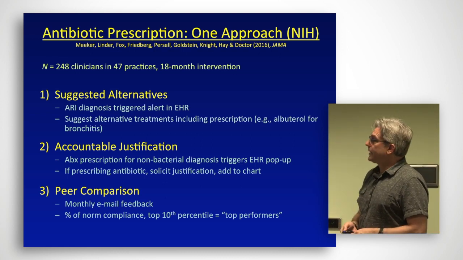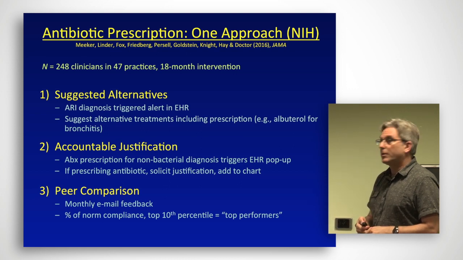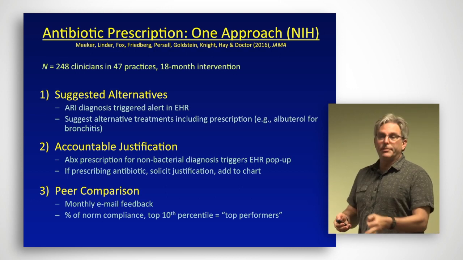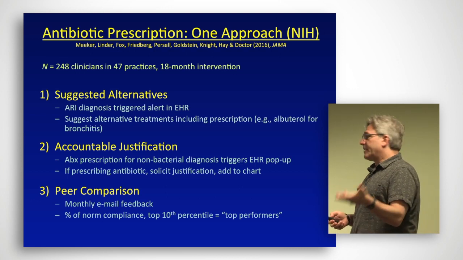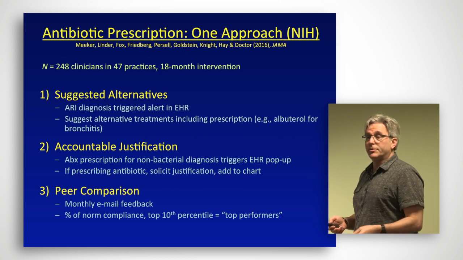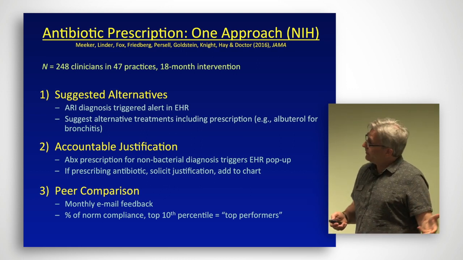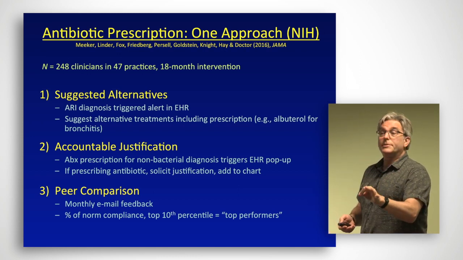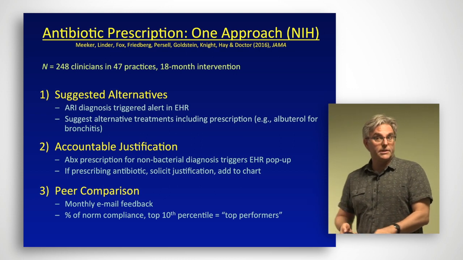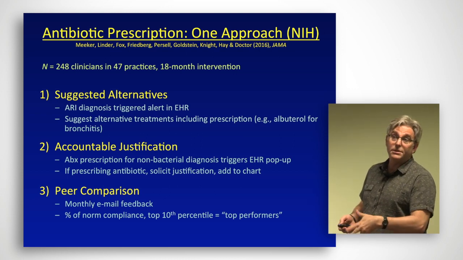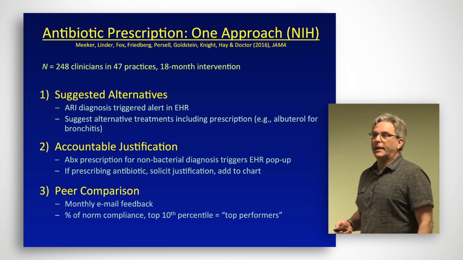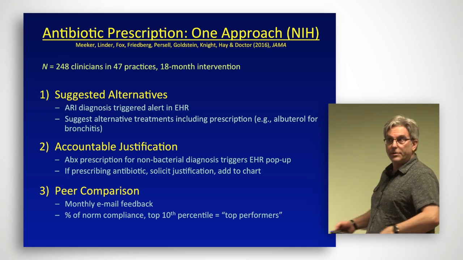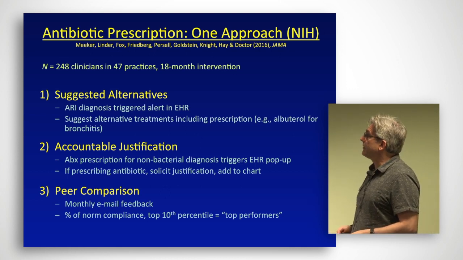Finally, the third condition was peer comparison. Here, all we did was once a month, we sent an email to all the healthcare providers. We said, in the last month, you've had this many non-bacterial upper respiratory infections. You prescribed antibiotics this many times. And then we told them how their performance compared to the top performers in their region, the top decile of performance, which is usually close to 0% of the time inappropriately prescribing antibiotics. And we told them either you are a top performer or you're not a top performer. So we were using social norms to try and influence behavior there.